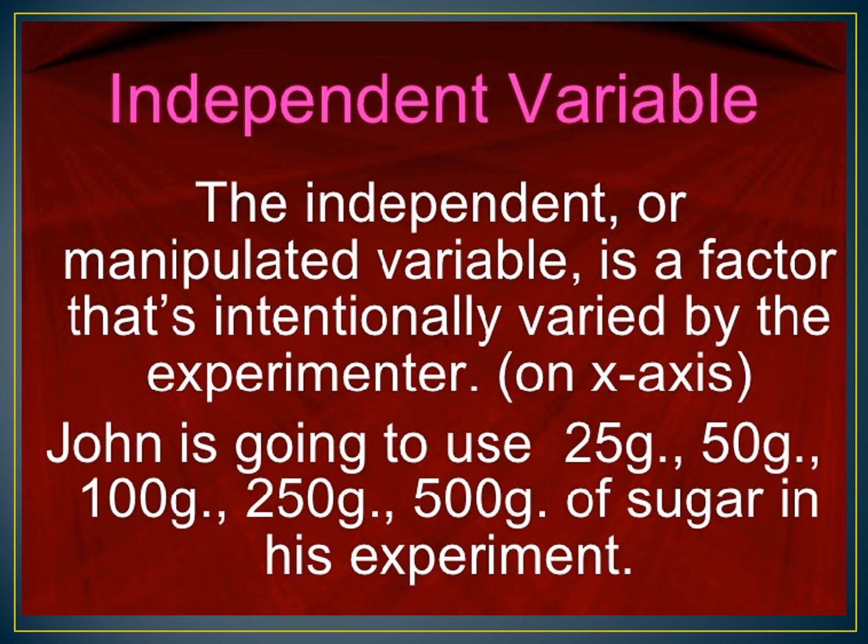Okay, so in this situation, John is going to use 25 gram, 50 gram, 100 gram, 250 gram, and 500 gram of sugar in his experiment. So ano yung independent variable ni John? Yes, very good. The amount of sugar in his experiment.